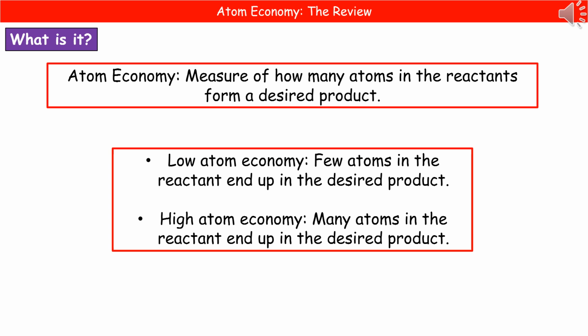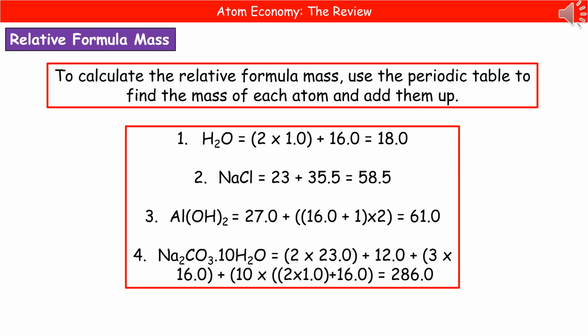If we have a low atom economy, then that tells us that there's only a very small number of atoms in our reactant that end up in the product we wanted to make. Whereas if we've got a high atom economy, then many of the atoms in our reactant end up in our desired product.